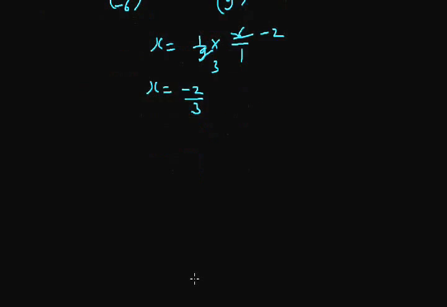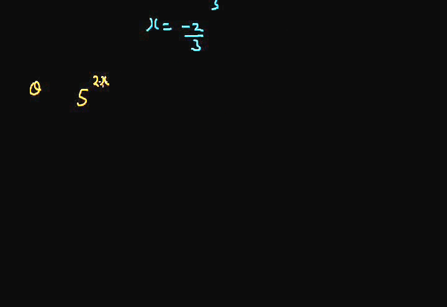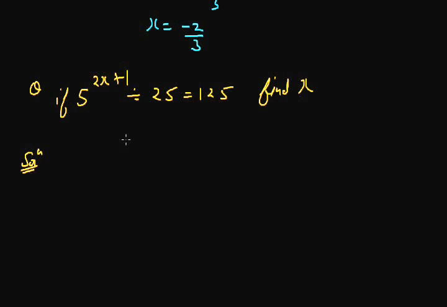Let's solve one more problem. 5 raised to the power 2x plus 1 divided by 25 gives you 125. Find the value of x. If we divide 5 raised to the power 2x plus 1 by 25, it will give you 125. Now, in order to solve such type of problems, we see that 5, 25 and 125 all can be written as powers of 5.